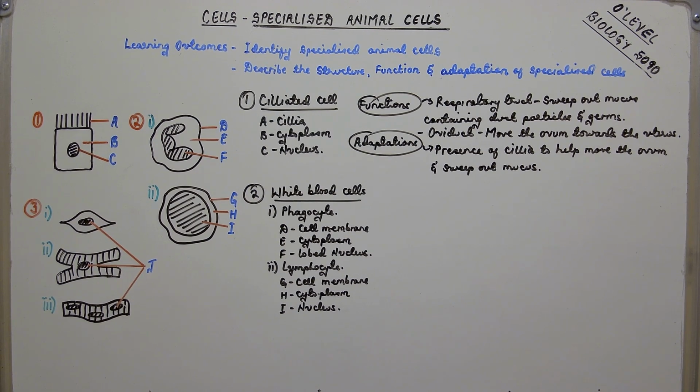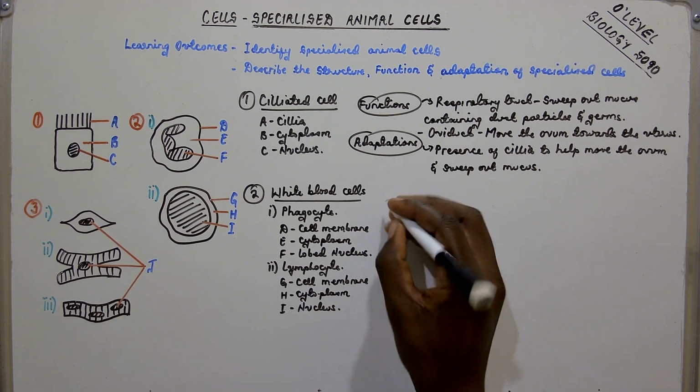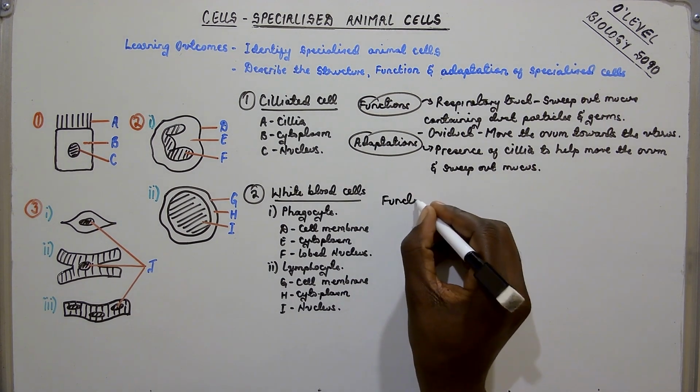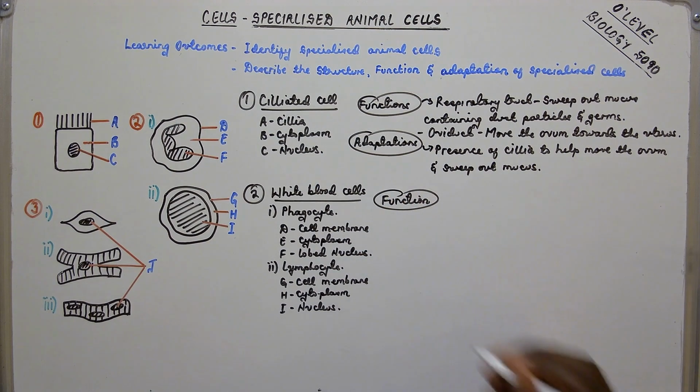Now we know that white blood cells are cells that defend the body against infection or against just foreign materials or foreign bodies. Despite having that general definition of what white blood cells do, we have types here: the phagocytes and also the lymphocytes. What role do the phagocytes play? So, function.